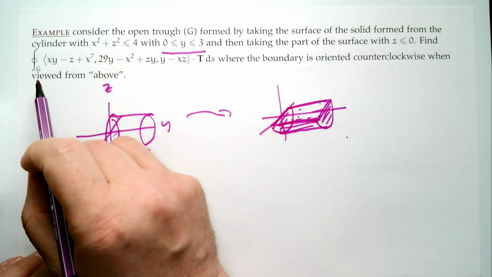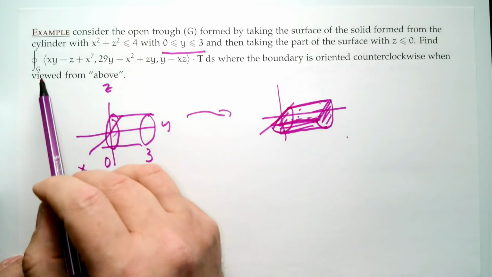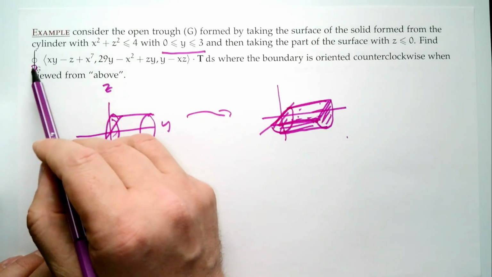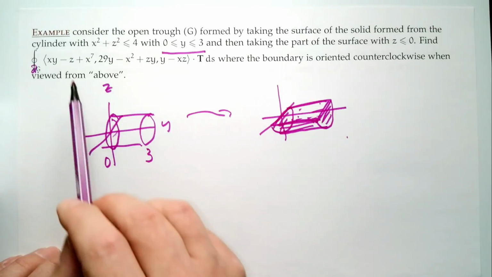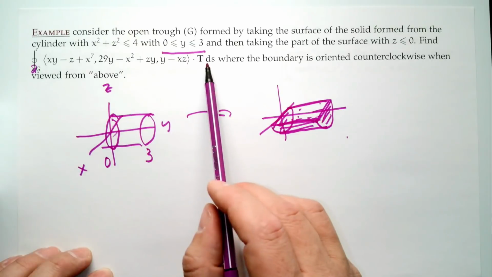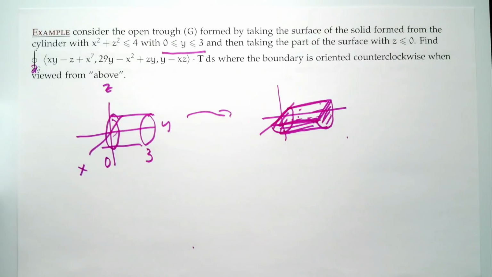Find the integral on, this is really supposed to say the boundary of G. Okay. Find the integral on the boundary of G of x, y minus z plus x dot T dS, where the boundary is oriented counterclockwise when viewed from above. All right. What's the right tool here?